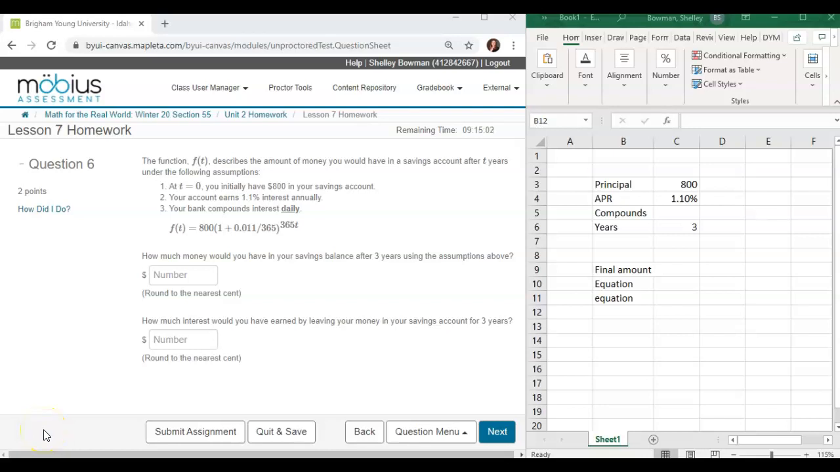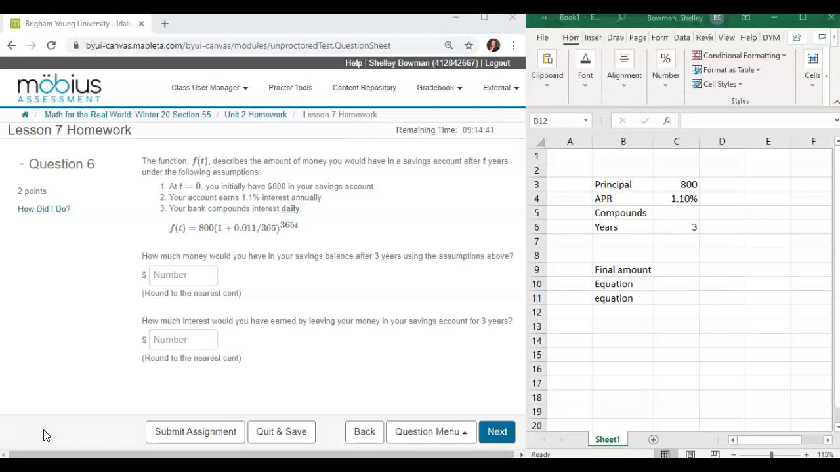Lesson 7 homework question number 6. The function f of t describes the amount of money you would have in a savings account after t years under the following assumptions. 1. At t equals 0, you initially have $800 in your savings account. 2. Your account earns 1.1% interest annually. 3. Your bank compounds interest daily.